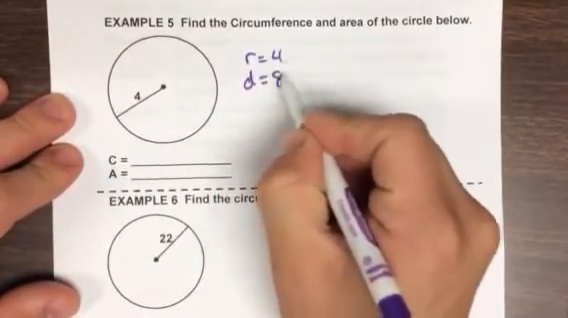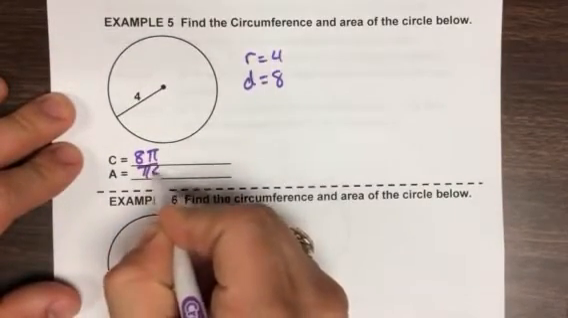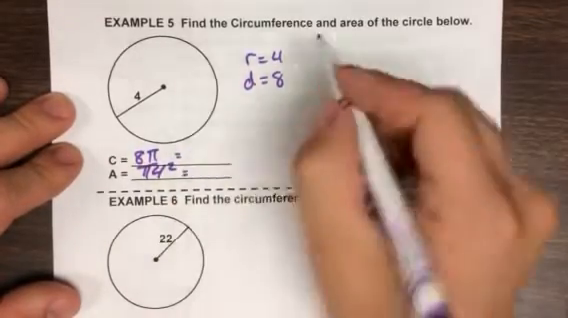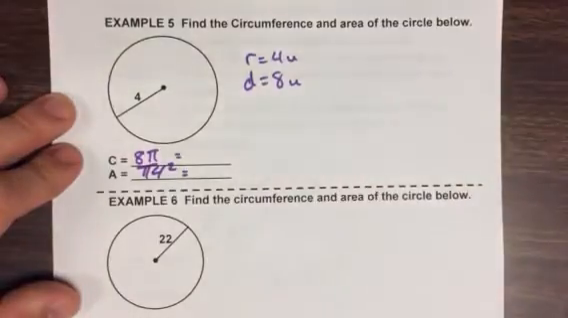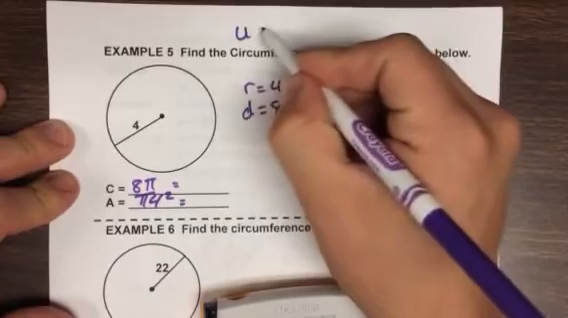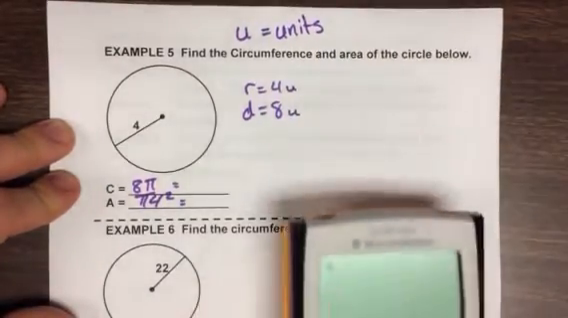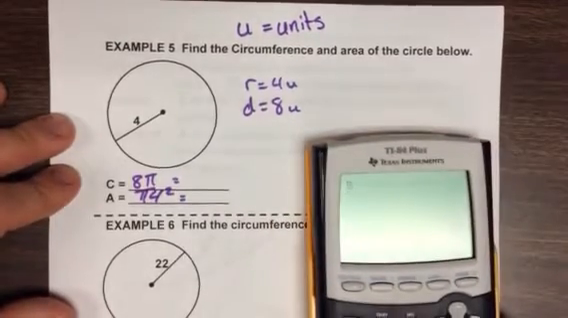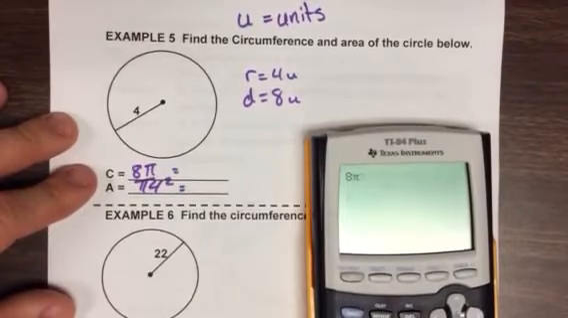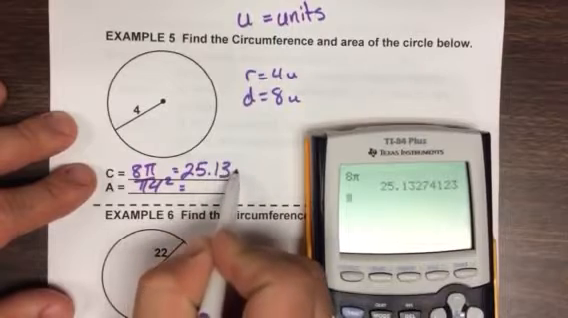So the radius equals 4, that means the diameter equals 8. That's 8 pi, or pi r squared. Again, no units were labeled, so we're just going to call our units units. U is the same thing as saying units. Writing that down just to make sure those of you who aren't listening to this video like you should be can see that. 8 pi is 25.13 units.